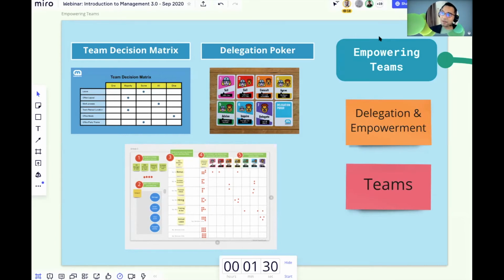At the same time, there is another practice in Management 3.0 called delegation poker. Sometimes, when we talk about delegating work to our team, there are 7 levels of delegation. It could be telling, you could be selling the idea, you could be saying, okay, you guys go ahead and just do it and let me know what happened, or you are going to fully delegate this work to someone else.